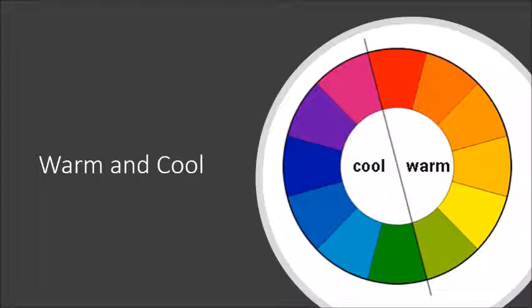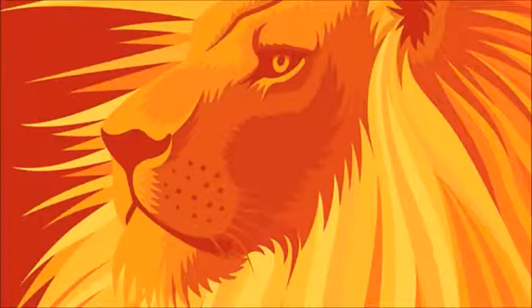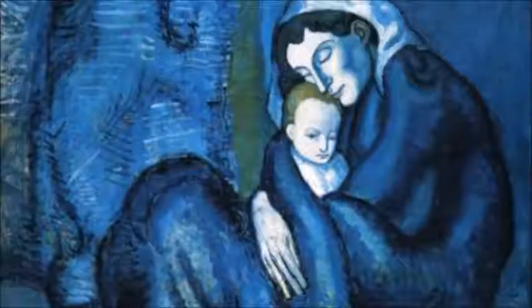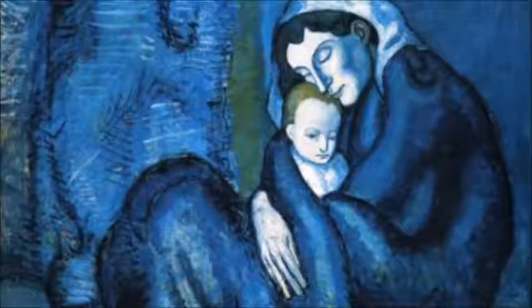You can get different effects by using these different color schemes. A warm color scheme can give you the feeling of fire, of the sun, of warmth. A cool color scheme can give a calm or even a sad feeling. These are good things to know whenever you're choosing your color schemes, so you can get the effect that you want with your picture.